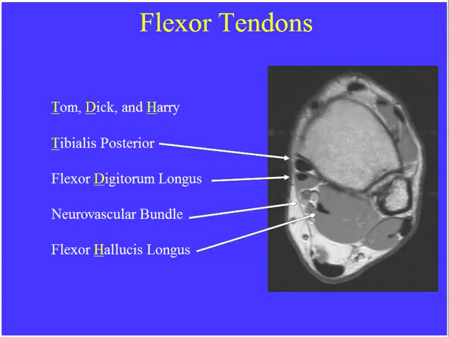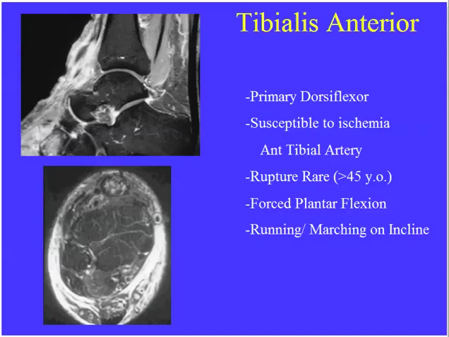Again, we have the tibialis anterior, extensor hallucis, and extensor digitorum anteriorly. So know the tendons in the axial plane, which one is which. And this is a tibialis anterior disruption. This is someone who dropped a paint can on the anterior ankle, an older gentleman. And here we see marked thickening with extensive partial thickness tearing of the tibialis anterior. If this is a sport injury, it typically occurs if they run or march on inclines. But this is a direct trauma injury.